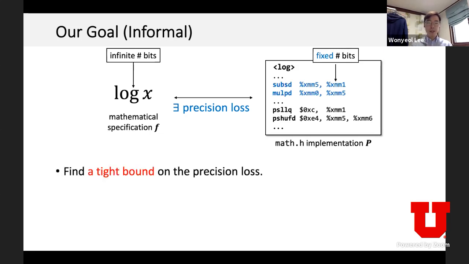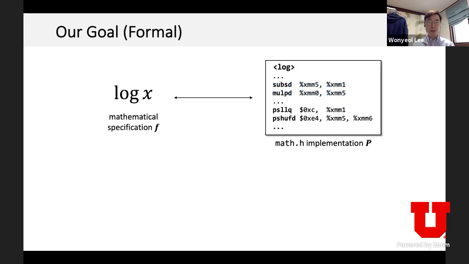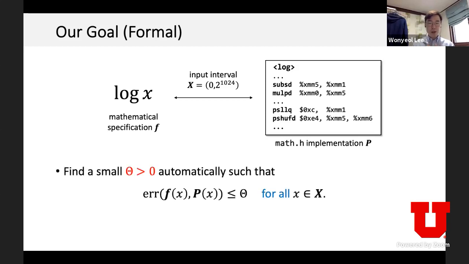And we're particularly interested in finding a tight bound on the precision loss of those floating point implementations. So this is the problem that we are interested in. Formally speaking, suppose that we're given a mathematical specification F and its floating point implementation P, and also an input interval X. Then our goal is to automatically find a small quantity theta that bounds the error between F and P for all inputs in the capital X. In other words, we'd like to prove a bound on the maximum precision loss of the floating point implementation. Okay, this is the problem that we want to solve. And at least the problem statement looks quite simple, right?